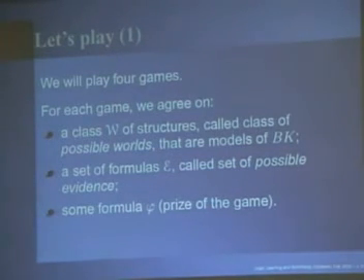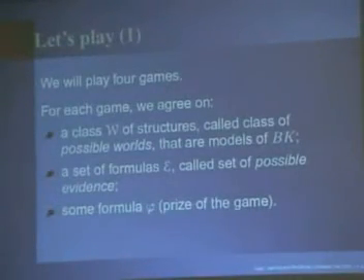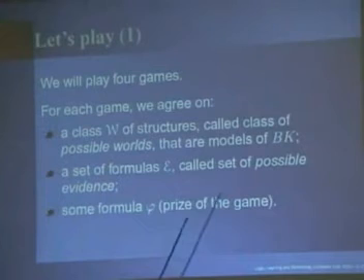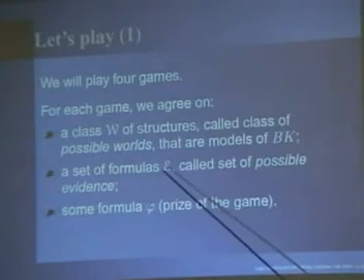We have a class W of structures. So that is the set of all possible concepts. This will actually sound familiar to people from learning theory. The structures are the possible concepts. The set of formulas E are the data that is available to the machine. And some formula phi is the formula whose truth we want to determine. So we select one of the structures, we give to the machine all the formulas in the possible evidence that are true in that structure, and the machine has to tell me whether phi is true in that structure or not. Okay, so this is the game.